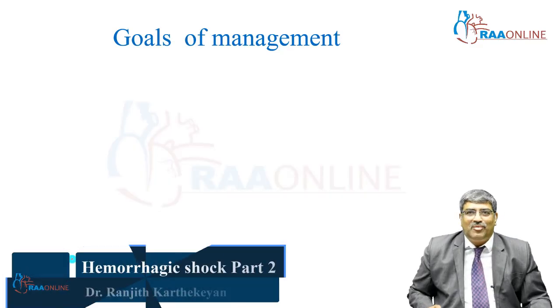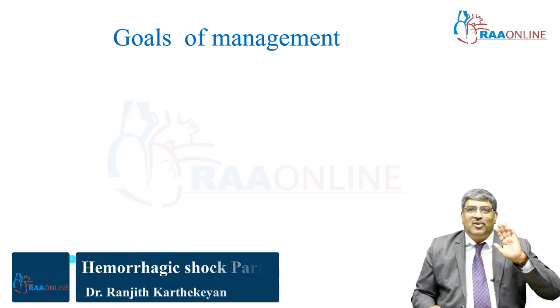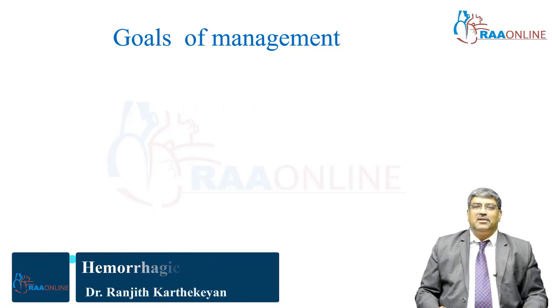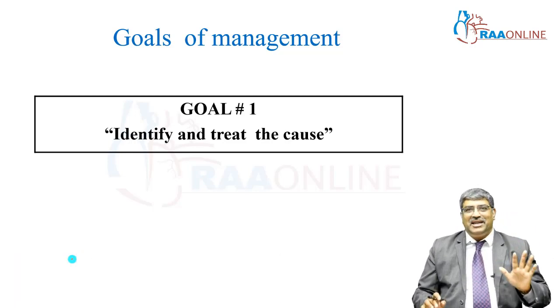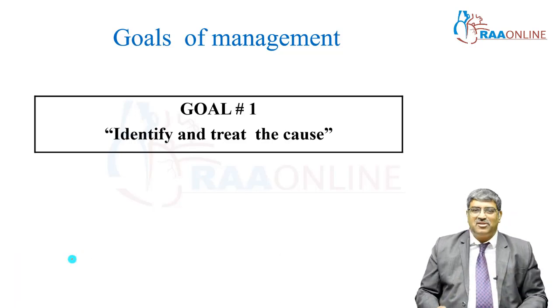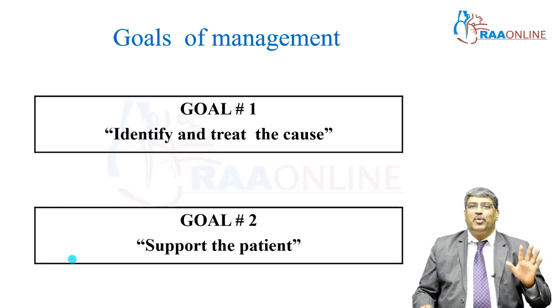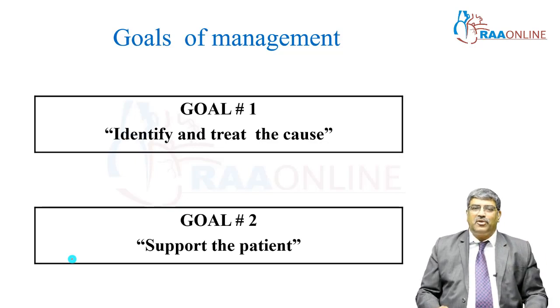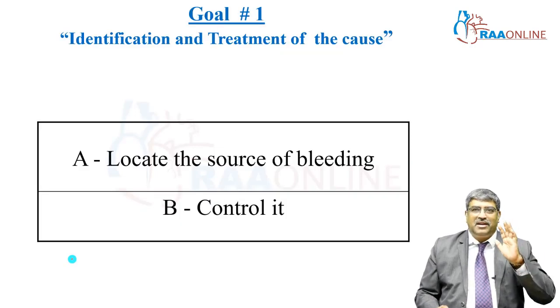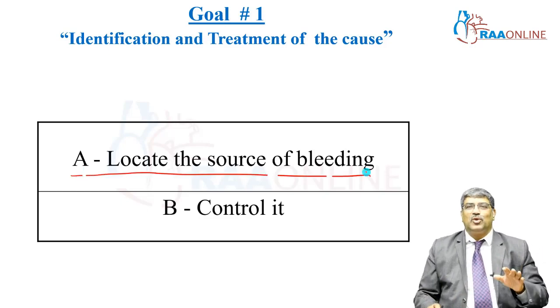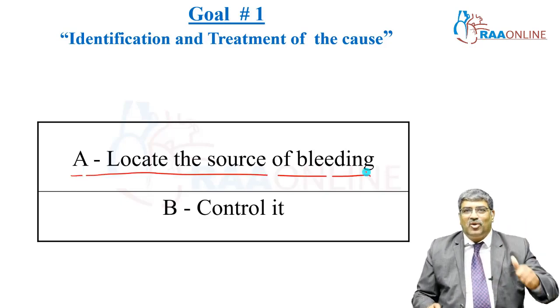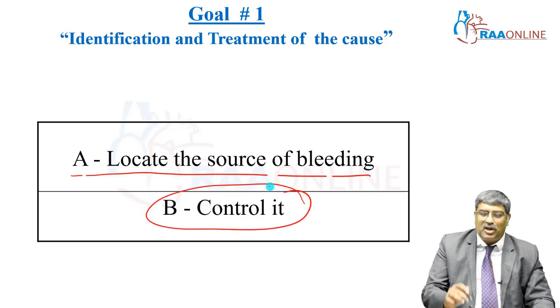Now coming to the most important point, your goals of management. There are only two goals. First is to identify and treat the cause, and goal 2 is support the patient. Now coming to identifying and treating the cause. Here you have to locate the source of bleeding, and once you have located it, you have to control it.